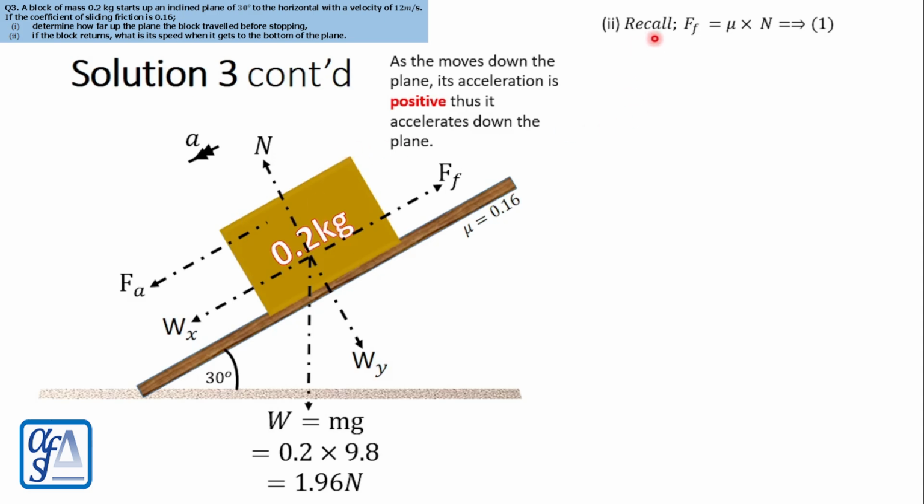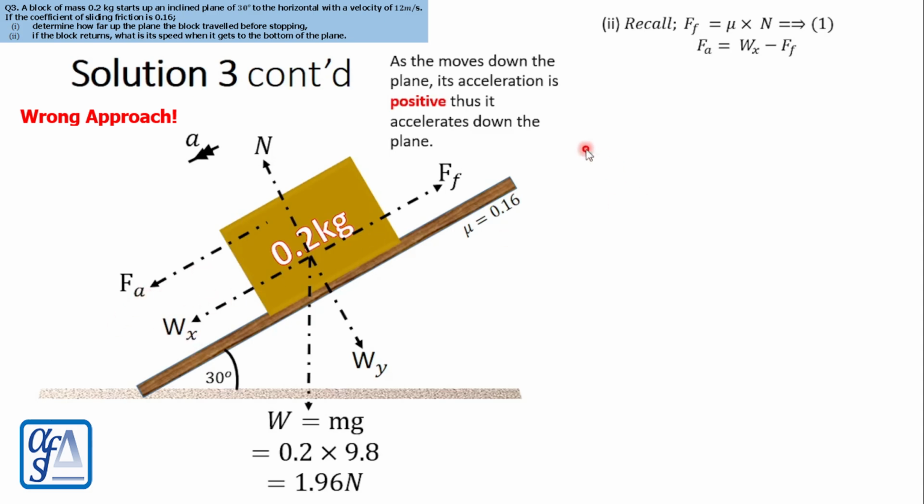Now, the first thing we need to do is to recall this very important formula, that F_f equals what? Mu times N. Now, after this, since the body is going down the plane, remember, the body is going down the plane. What does that mean? That means the resultant equals what? It equals F_f equals F_a plus what? W_x. Okay? And what does that mean?